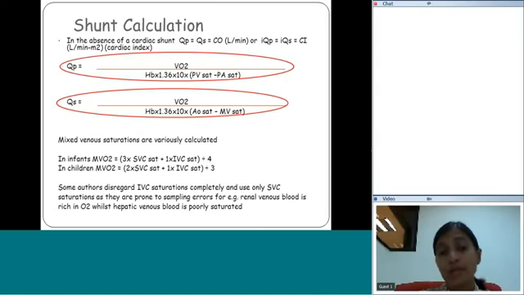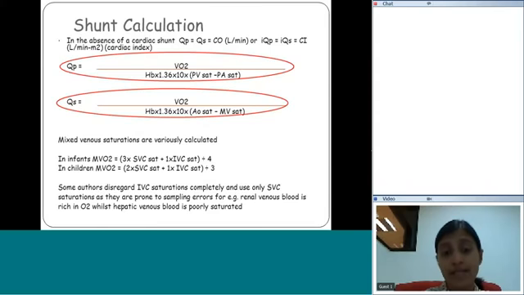The concept is that in smaller babies, the SVC contributes more to the venous circulation than the IVC. And as the child gets bigger, the SVC contribution becomes smaller. So in older children, it is only twice SVC sat plus once IVC sat, divided by 3.